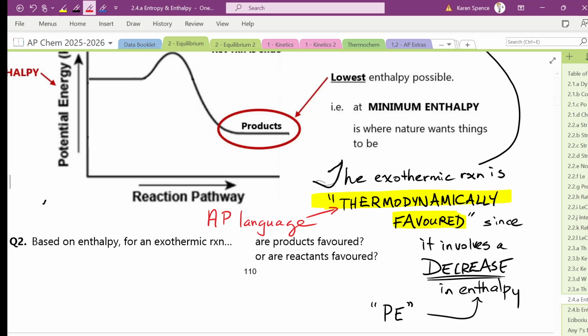Based on enthalpy for an exothermic reaction, are products favored or are reactants favored? Products. Okay? Which begs the question, then why, oh why, would an endothermic reaction ever occur? Nature's like, oh, exothermic, best. So good. But there are endothermic reactions that happen all the time.